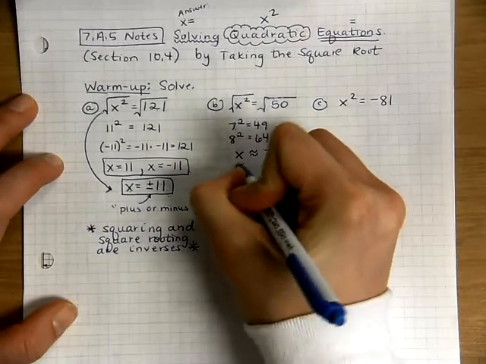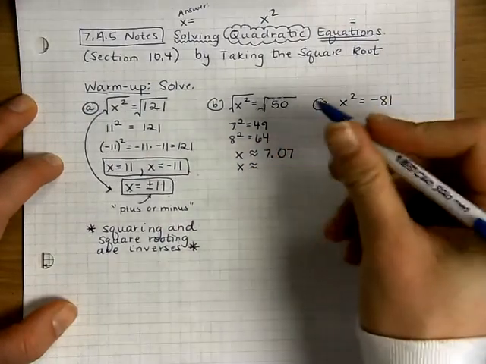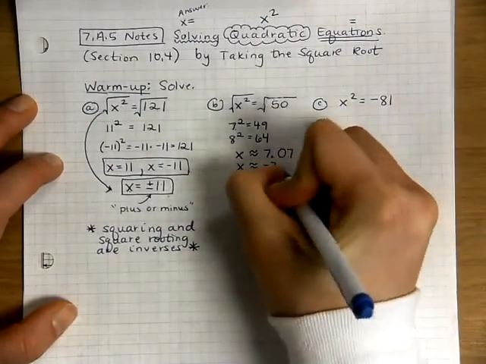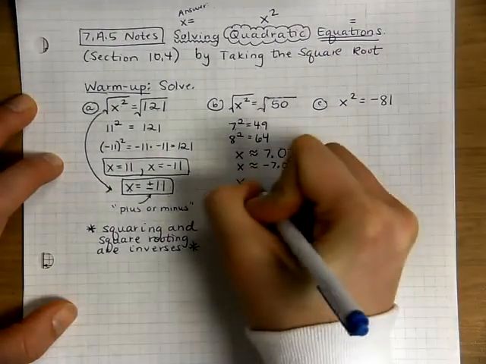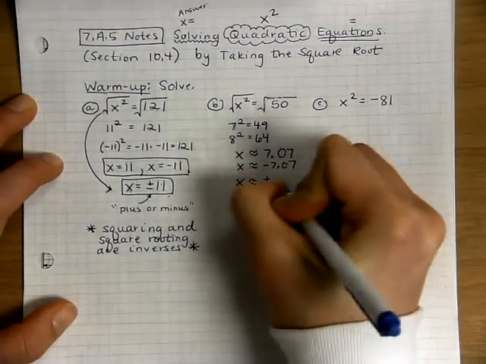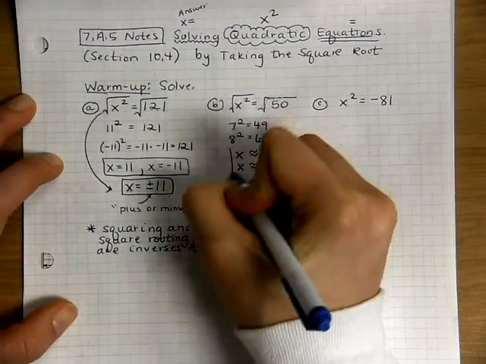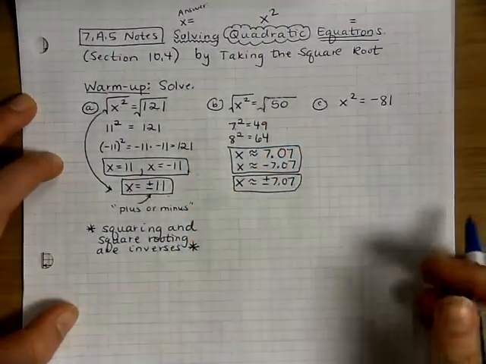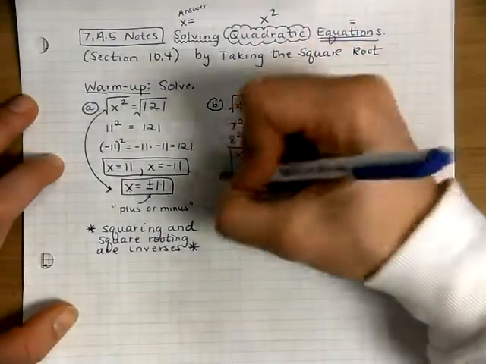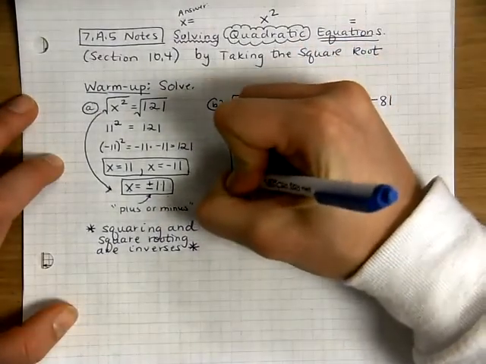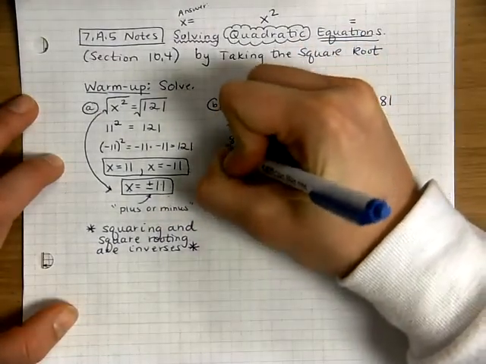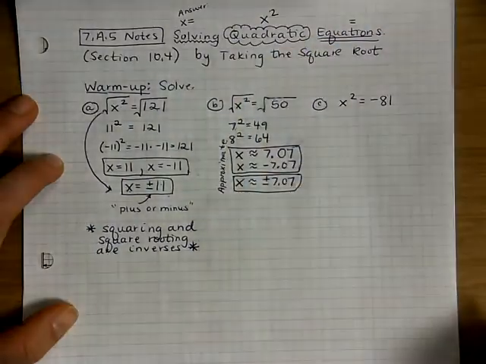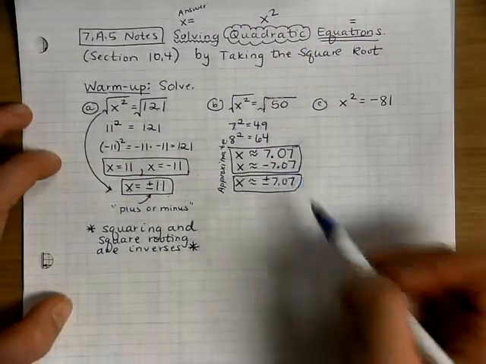So will negative 7.07. So you have two possibilities here. This is plus or minus 7.07. That's the faster way to write it. And you got that right there. Now, this is an approximate answer, so go ahead and write next to this, approximate. That is not the exact answer. It's approximate because we had to round that decimal.